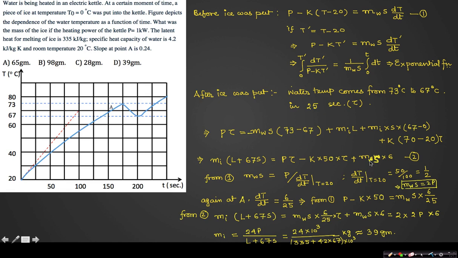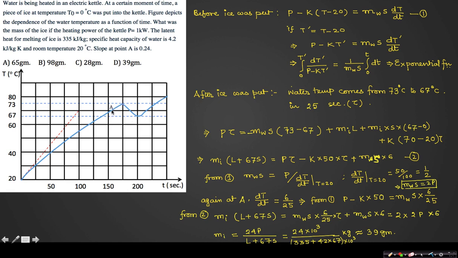So moving forward, out of this equation, we know mw into s, so this value is known. P is known. Tau is known. I do not know what is k into 50 into tau. Right. Look, one more thing here, it is given that I want to calculate this value, k into 70 minus 20 into tau. Forget about this portion.